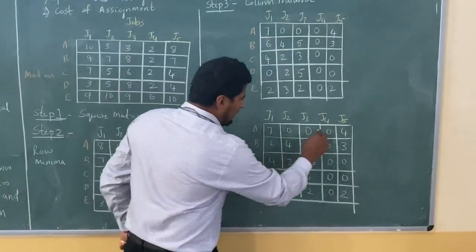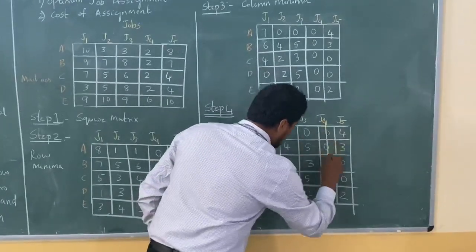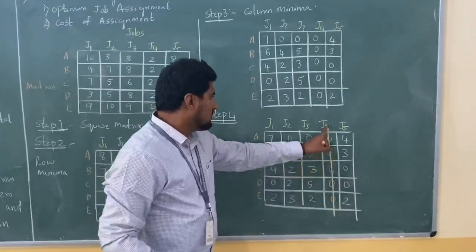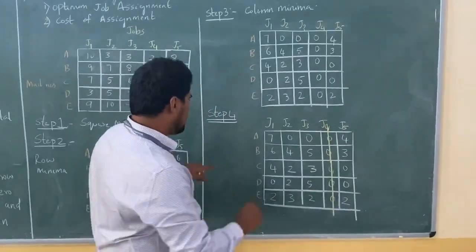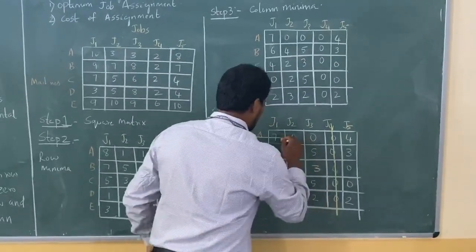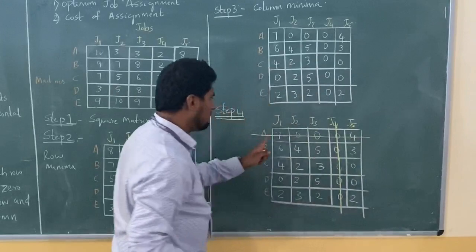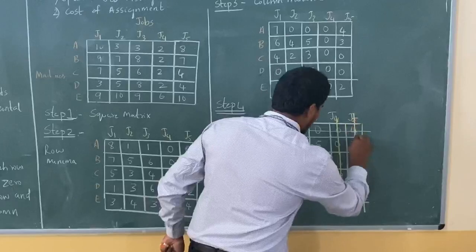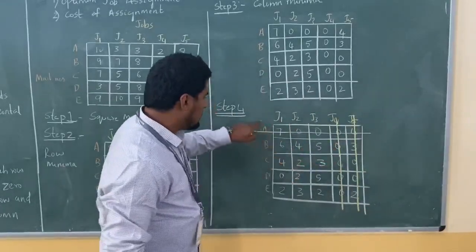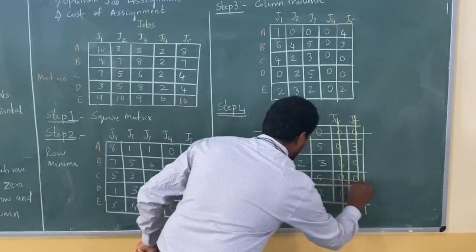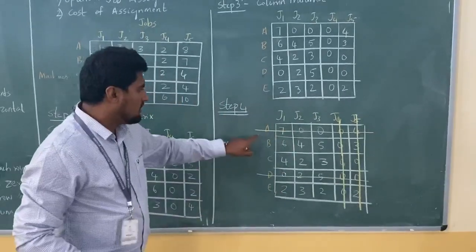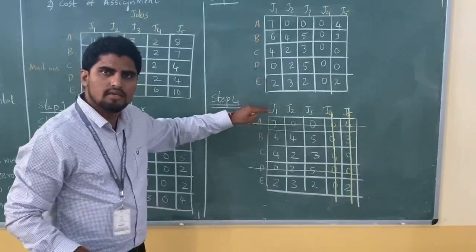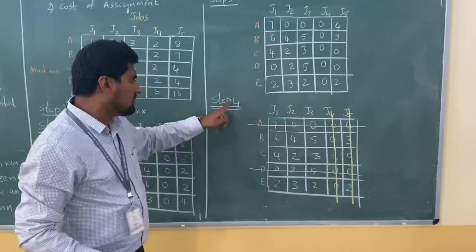So here, if I strike off this J4, it covers maximum zeros. Next, we can strike off this. It covers 2 zeros, so 1, 2, and again here also we have 2 different zeros. That is 3, and this line, because here we have 0. So this step number 4 says we have to draw the number of lines that covers all zeros. That is step number 4.